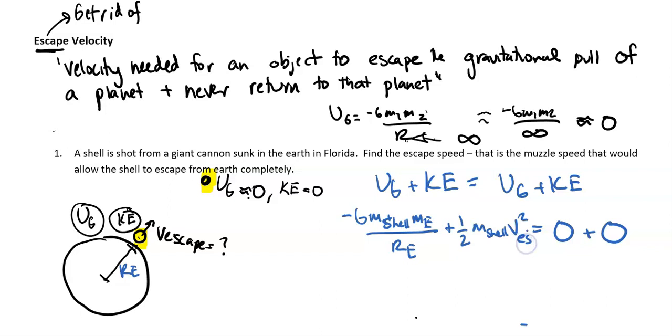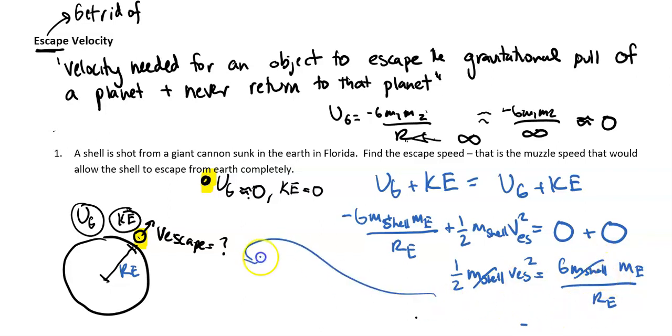Cool, and we're solving for V escape, so let's solve for it. It looks like I want to add the UG to the other side, so we're left with 1/2 times V escape squared equals G, mass of shell, mass of Earth over radius of Earth. Let's simplify this. I forgot my squared for V escape. Silly mistake, so easy to do, don't forget that. The mass of shell cancels out. I'm solving for V escape, so I can multiply both sides by 2. I am left with V escape squared, and then I can take the square root. So that's going to be what?